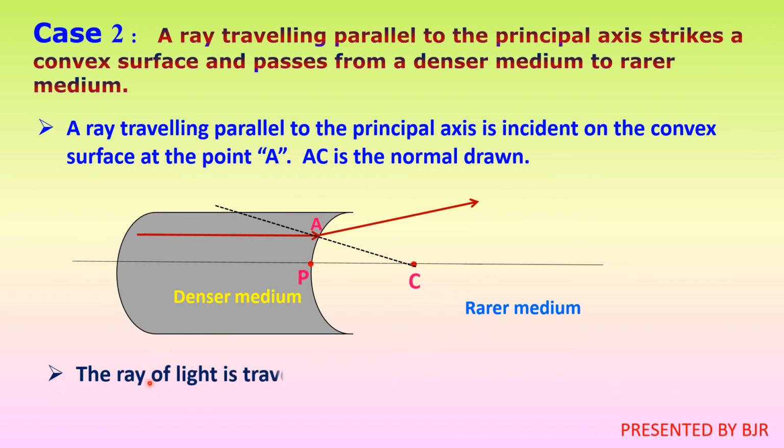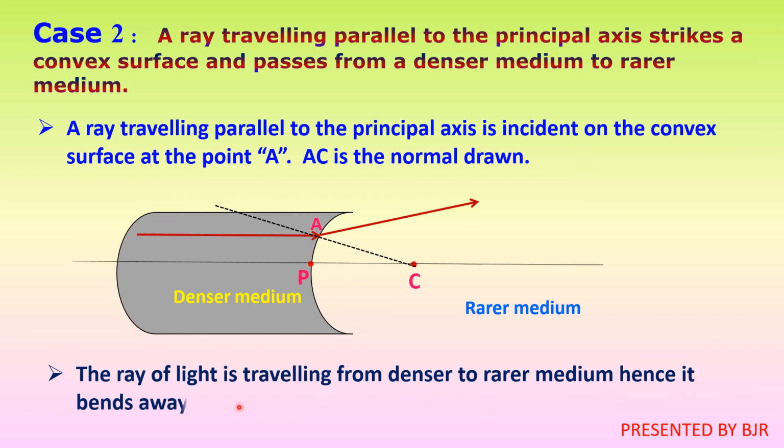You can see this in words. The ray of light is traveling from denser medium to rarer medium, hence it bends away from the normal.